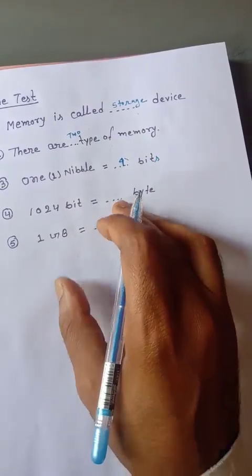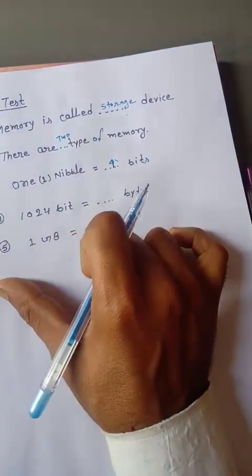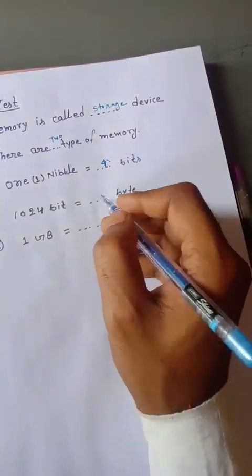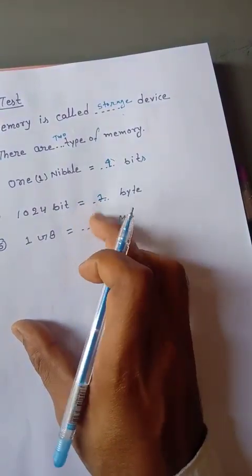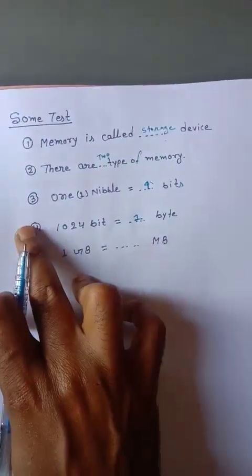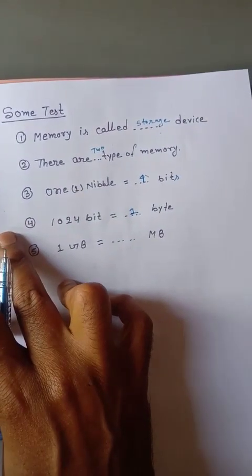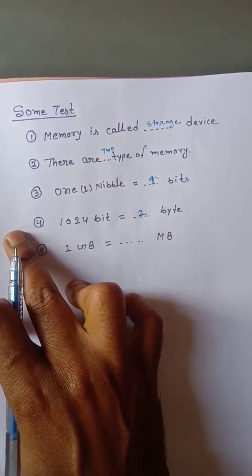1024 bits equals how many bytes? Guess it. This will be 1 byte. Or 1024 MB equals what? 1 GB equals how many MB? So guess it.